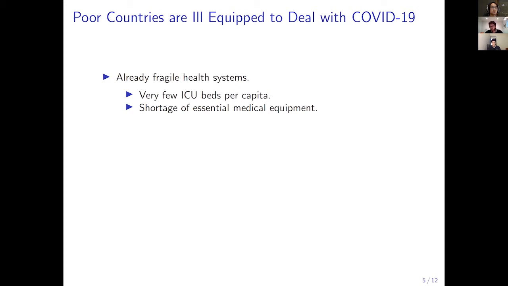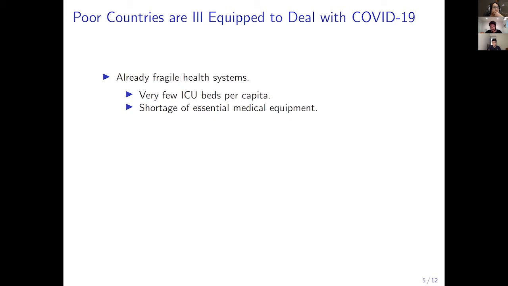Even prior to the virus spreading to their countries, developing country health systems, on average, are extremely fragile. There are very few ICU beds per capita, so very few intensive care beds per capita, and there's a shortage of essential medical equipment. So there was a recent report that all countries in sub-Saharan Africa have a total of 2,000 ventilators.